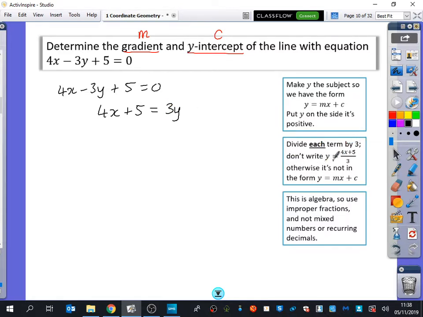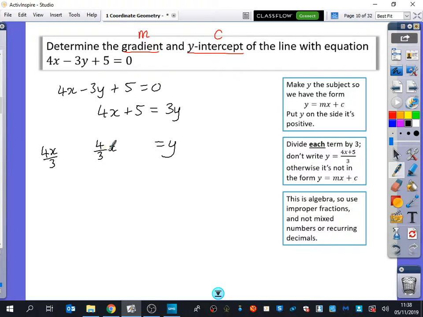But we don't write y equals 4x plus 5 over 3, otherwise it's not in that correct form. So although we may be tempted to do this, it's not the best way of doing it. The better way of doing it is to divide each term individually by 3. 4x divided by 3 is 4 over 3x. Some of you may not be aware that 4 over 3x is the same thing as 4x over 3. These are completely the same thing as each other.